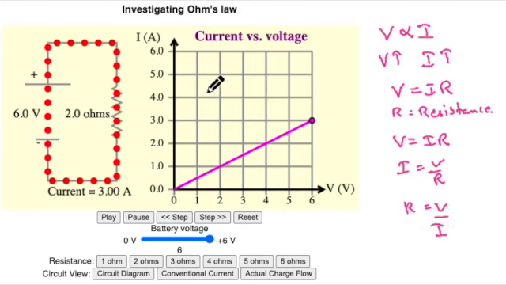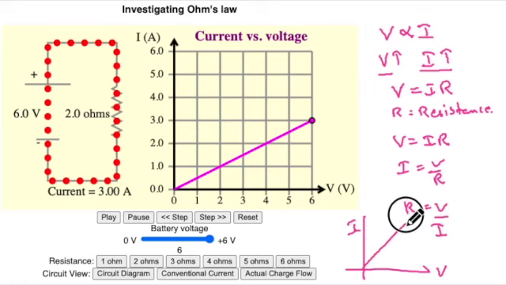And if you plot the graph I versus V, since I mentioned here the voltage increases with respect to the current linearly, it must be a straight line passing through the origin.